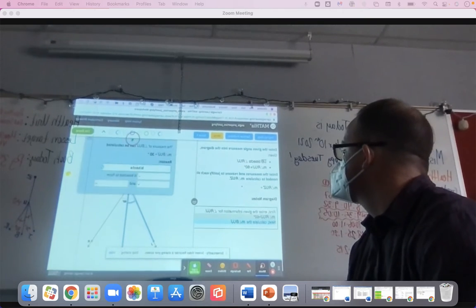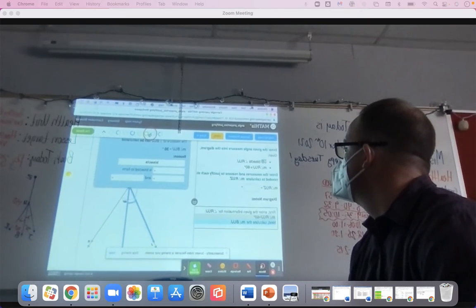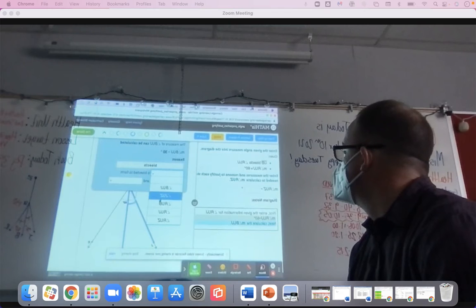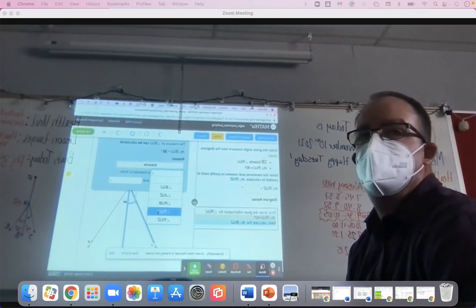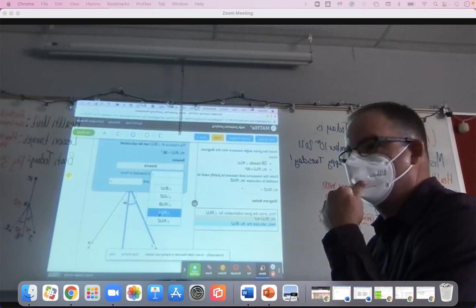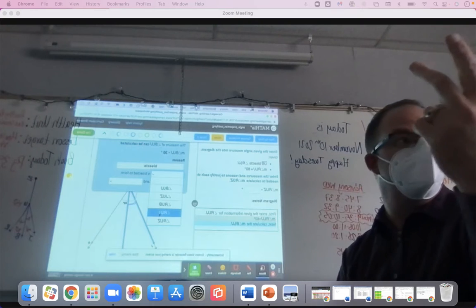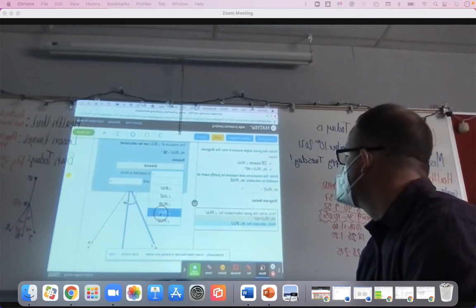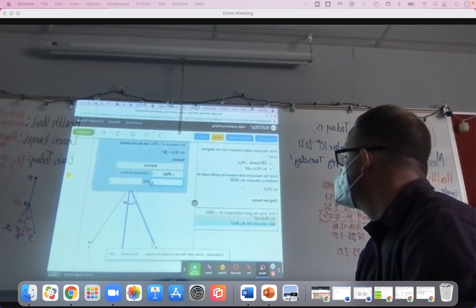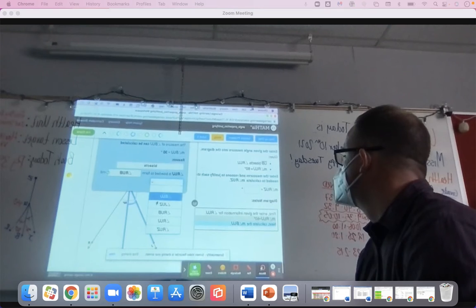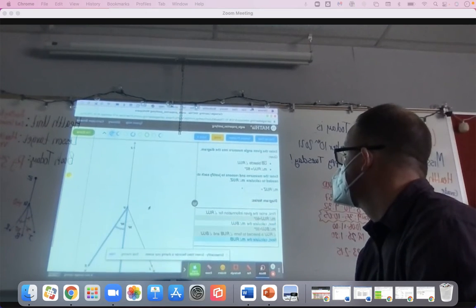Then we got to go through this whole list. RUJ. And they could name it JUR also, right? So if you don't see the angle you're looking for, it might be that they just spun it around, because there's two ways to name angles. And it's bisected to form RUB and JUB, or BUJ. Both of those are the same thing, yes?